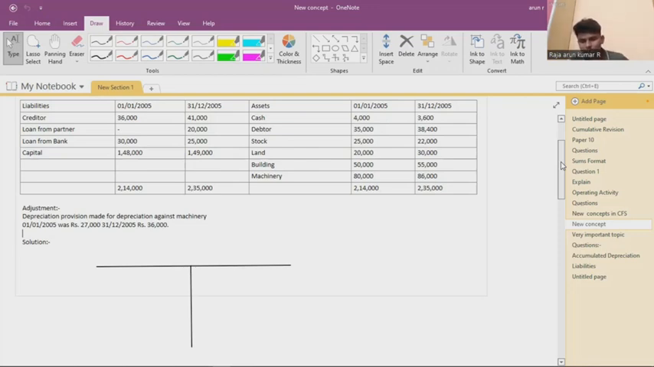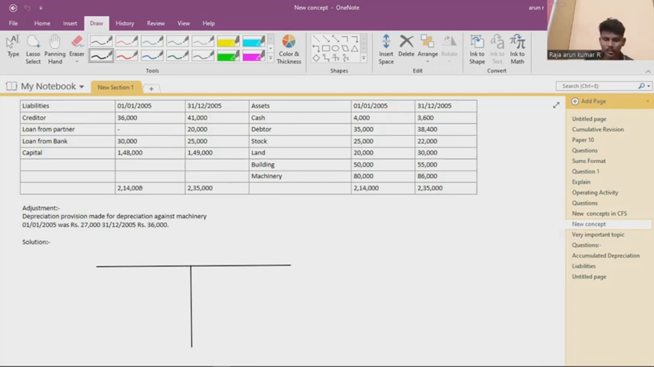On machinery they gave 80,000 in the opening and 86,000 in the closing. We do the workings. The provision for depreciation they gave, on 1/4/2000 was 27,000 and the closing was 36,000. We do the adjustment for that. In the adjustment they give the two provision dates, as separate balances, so we do a separate working for the provision for depreciation. Since it is given in the adjustment, you simply take the difference between the opening and closing. The difference of the provision is 9,000 only.